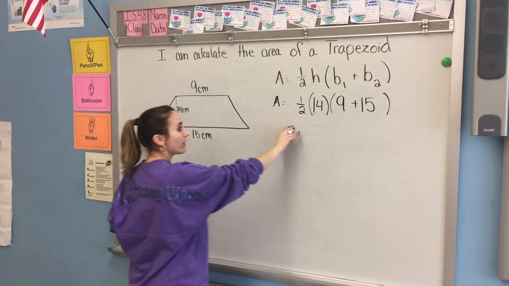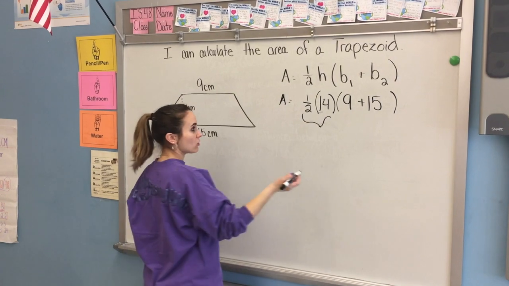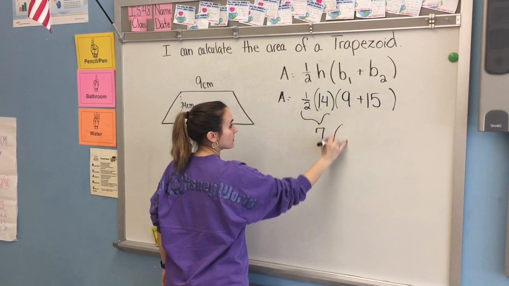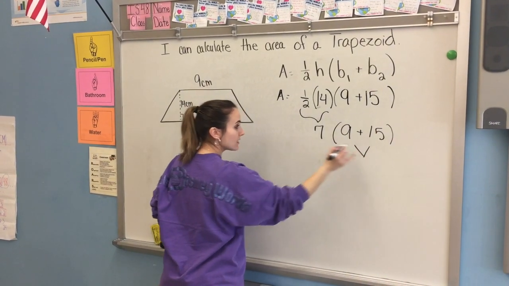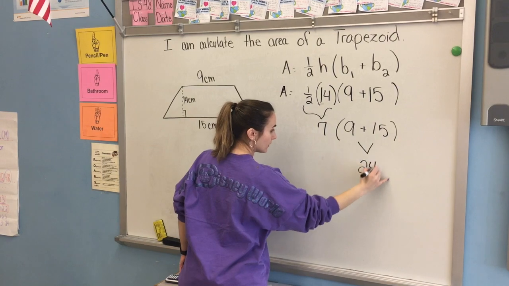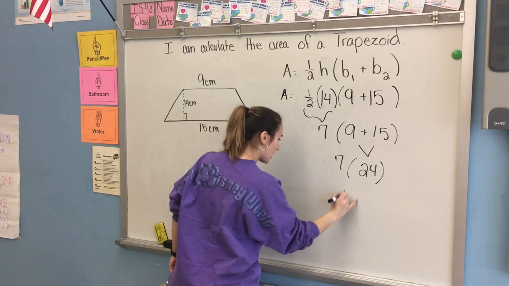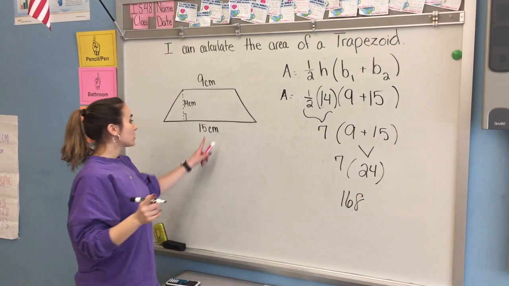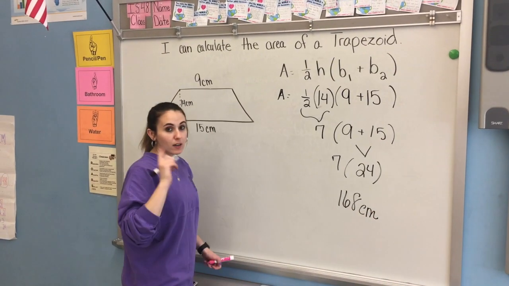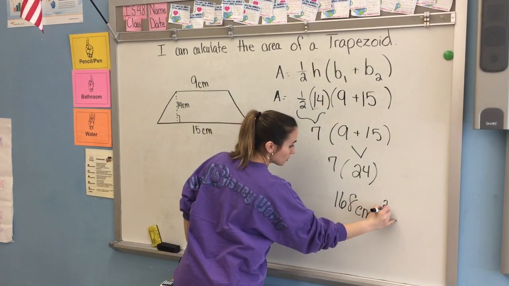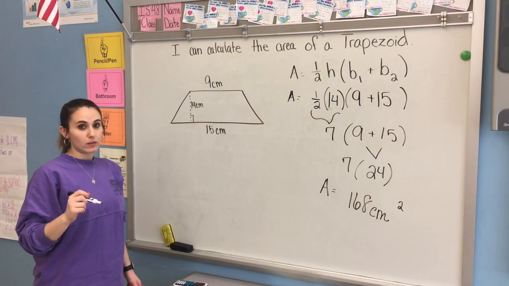Okay. Now if I just go left to right, I have half of 14, and half of 14 we should all know is 7, and I'm going to bring everything else down. If I do 9 plus 15, that gives me 24. And then if I do 7 times 24, that gives me 168. Now remember, we need to use our units of measure, which are centimeters. And like we stated in our prior lesson, area is always squared. So the area of this trapezoid is 168 centimeters squared.